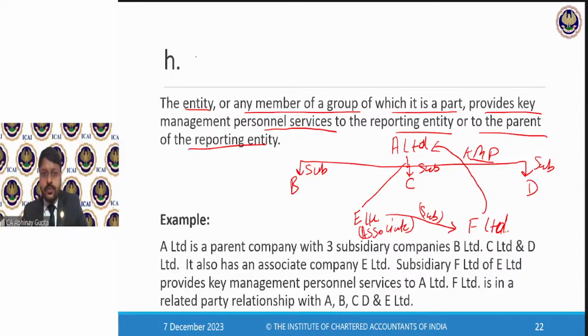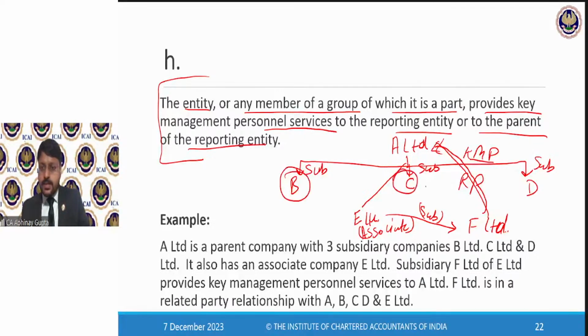Because of this clause. If this clause was not there, this wouldn't be treated as a related party. This clause is specifically saying that if any member of the group provides KMP services to the reporting entity or the parent of the reporting entity, then that company will be related. So now, will F Limited be related to A Limited, yes or no? Yes, related party, and vice versa. Now, F Limited will be related to B, C, D, and E.